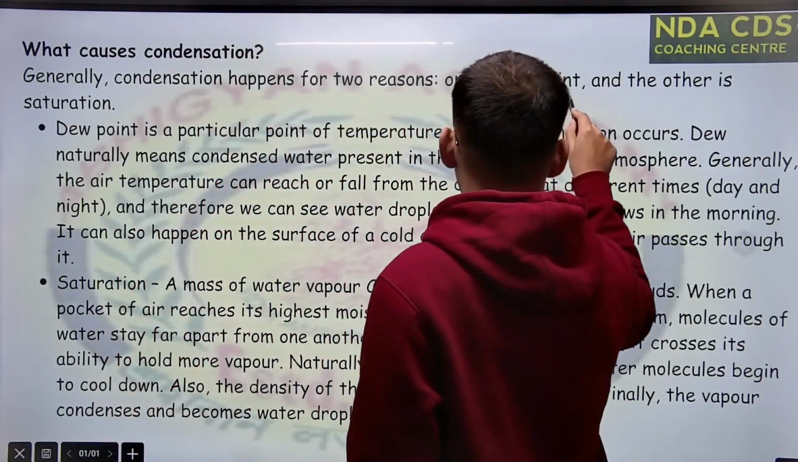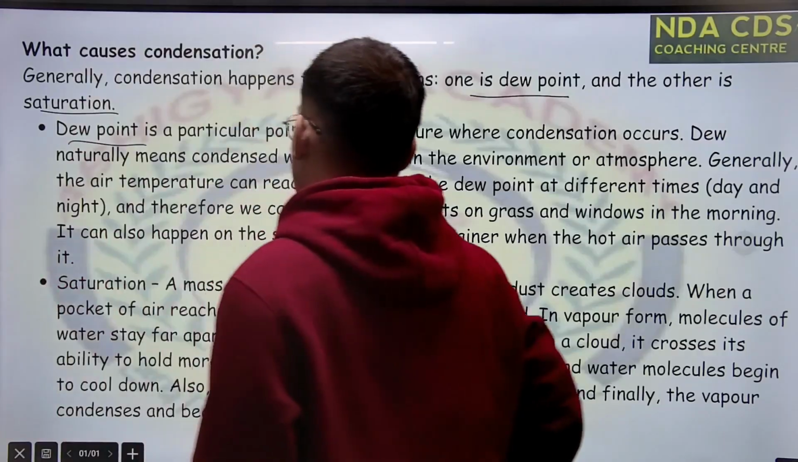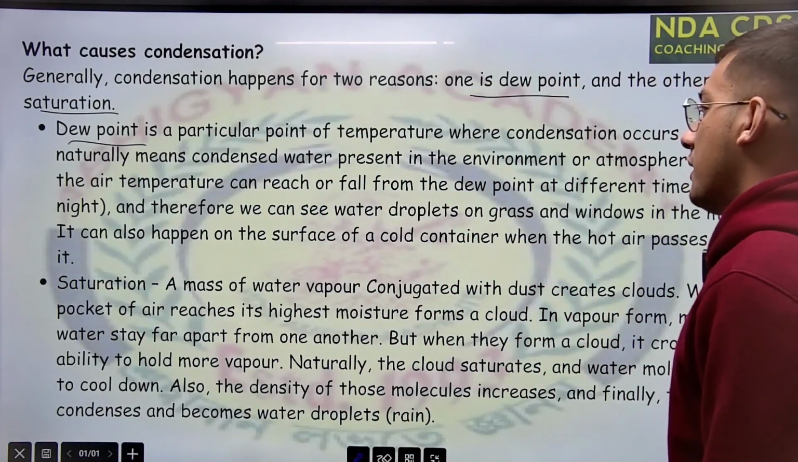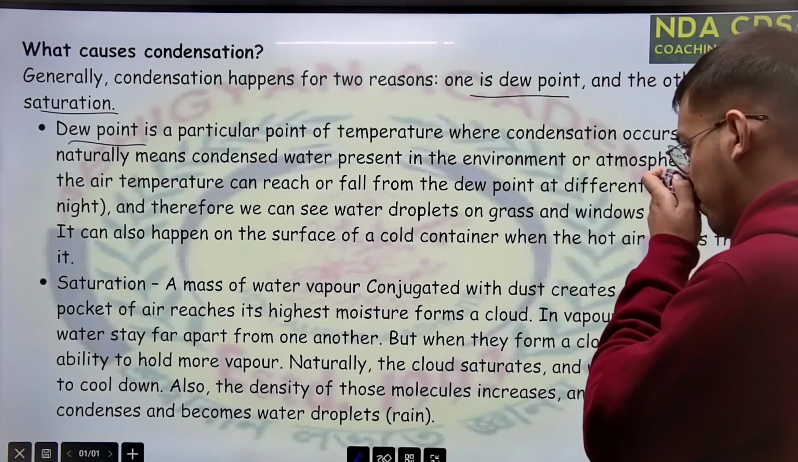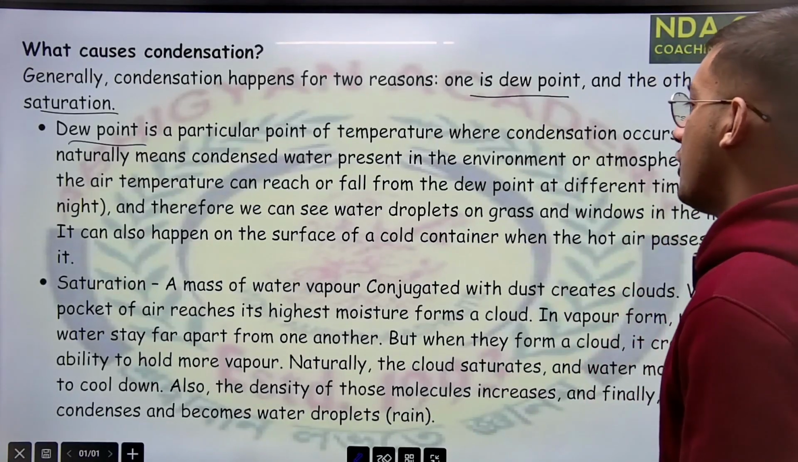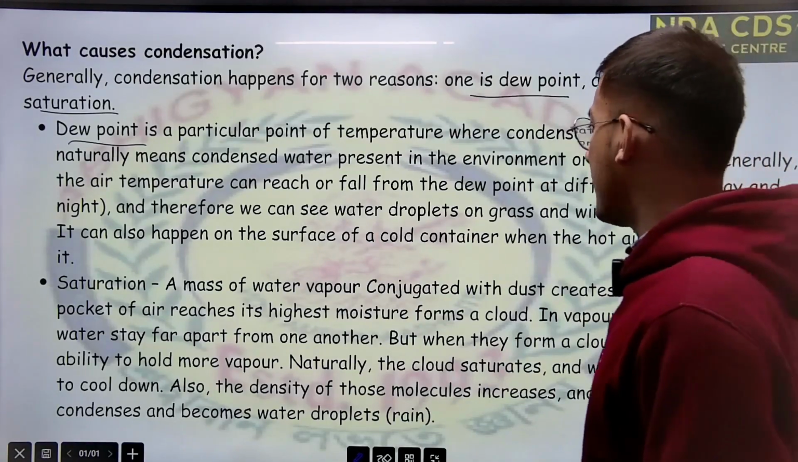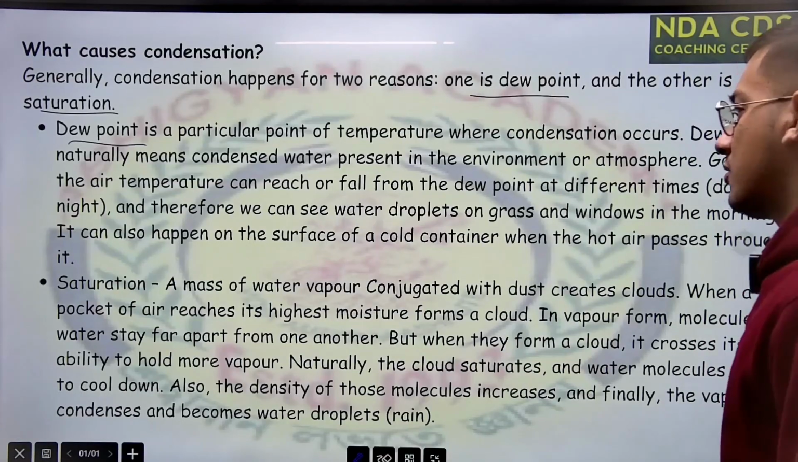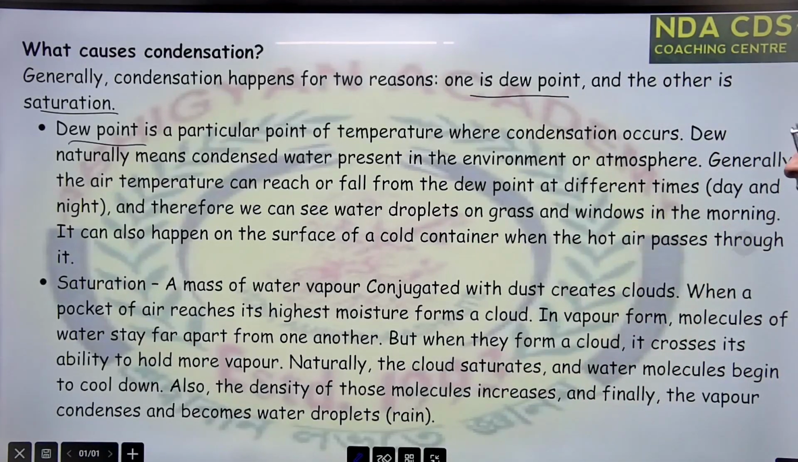We have dew point and saturation. So let's see what is dew point. Dew point is a particular point of temperature where condensation occurs. Dew naturally means condensed water present in the atmosphere. Generally, the air temperature can reach or fall from the dew point at different times, and therefore we can see water droplets on grass and windows in the morning. It can also happen on the surface of a cold container when the hot air passes through it.